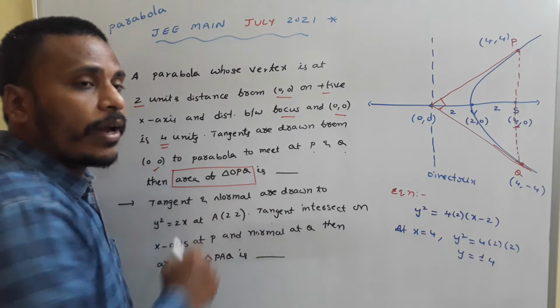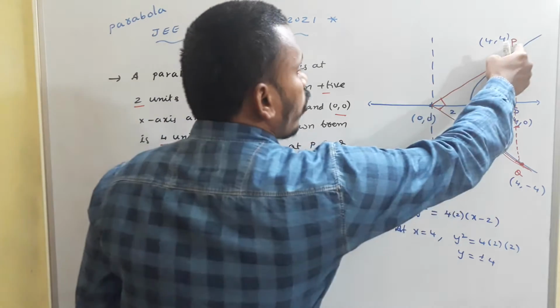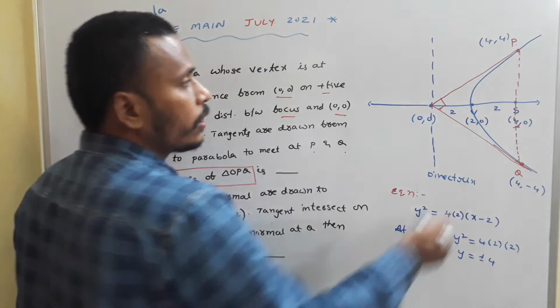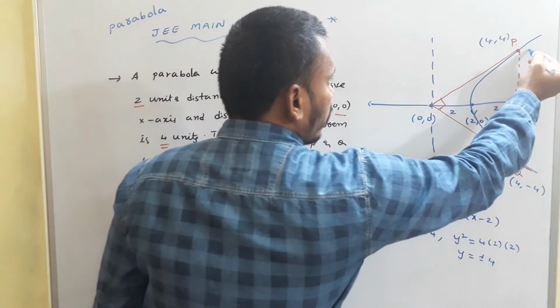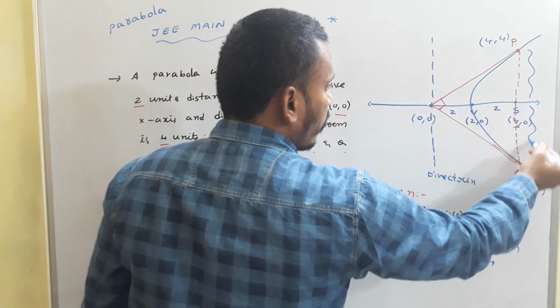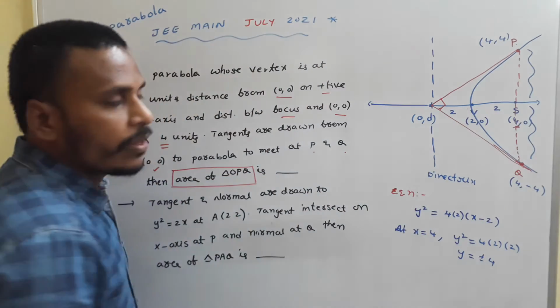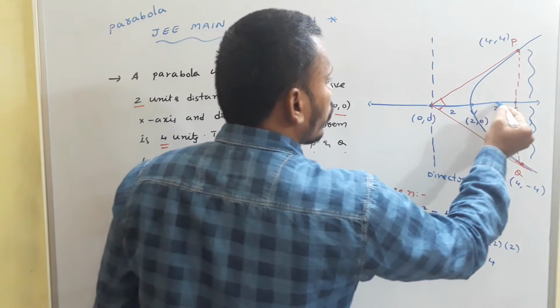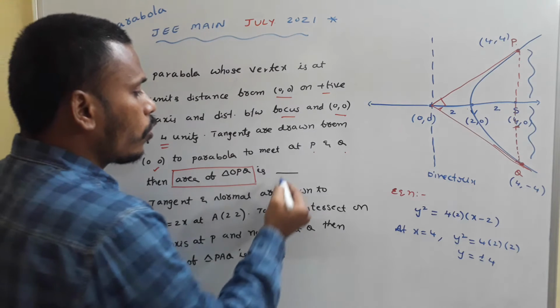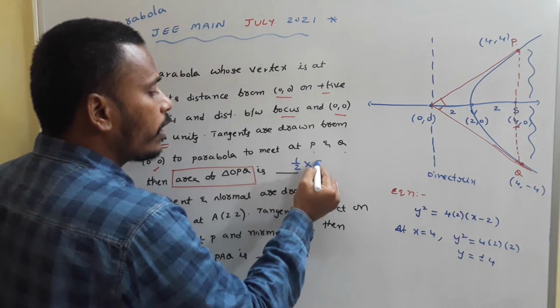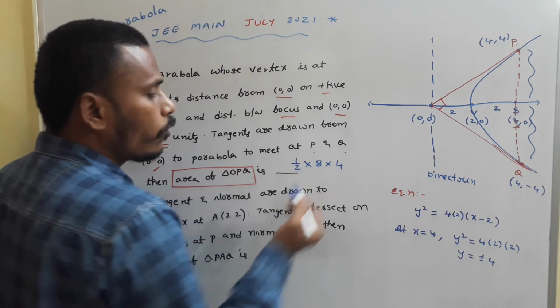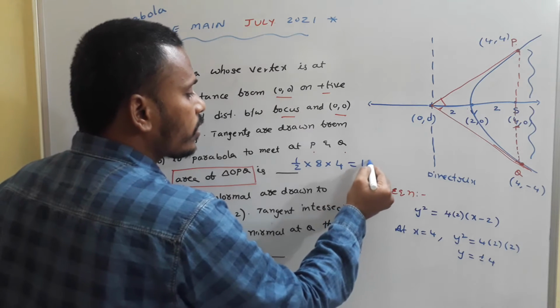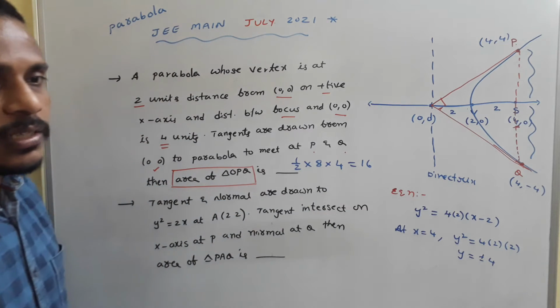Now our task is to find this area. So area of this triangle OPQ, this total length is base. See, this length is 4, this length is 4, total length is 8. As well as distance from origin to this focus is 4. So area is half, base is 8 and height is 4. So as you calculate, it is 16 square units, that is the area.